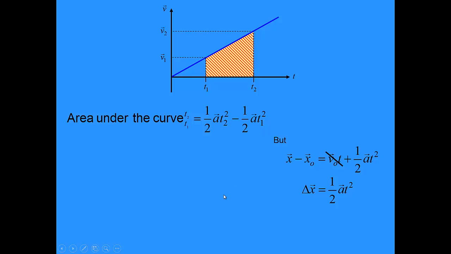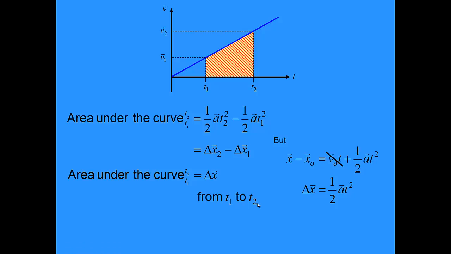Plug that in, and we get that the area is really the total displacement to t2 minus the displacement to t1, which tells you the displacement in between t1 and t2. Right? Delta x2 minus delta x1 is the displacement to t2 minus the displacement to t1. You subtract them. So the area under the curve from t1 to t2 is basically the displacement from t1 to t2.